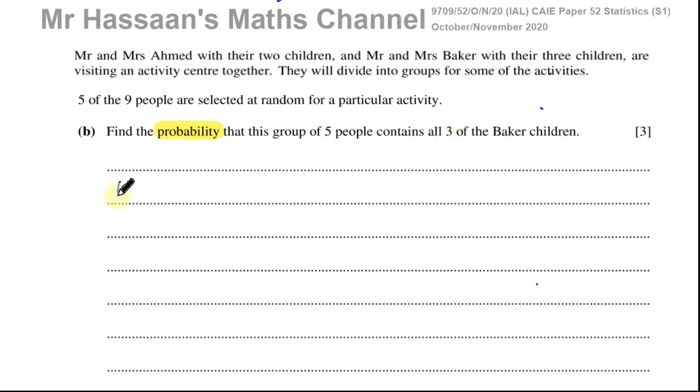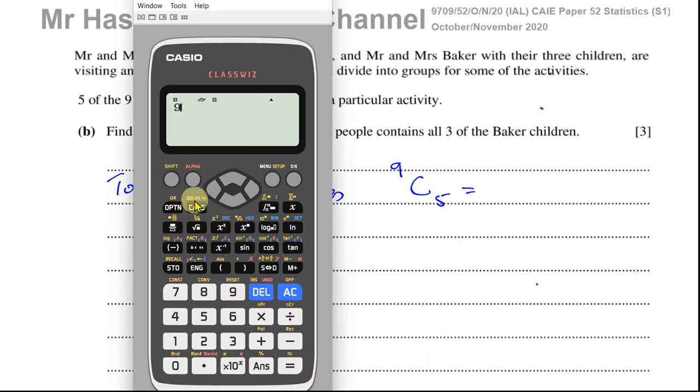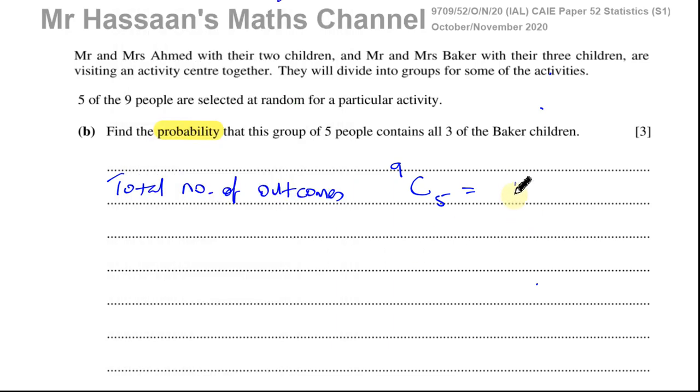So first of all, we're going to see the total number of outcomes. That will be our denominator. Total number of outcomes is basically just choosing 5 from 9. So we're going to choose 5 people from 9 people. We're not going to arrange them, we're just going to choose them. So that's going to be 9C5, that gives you 126. So there's 126 ways of choosing 5 people out of 9.